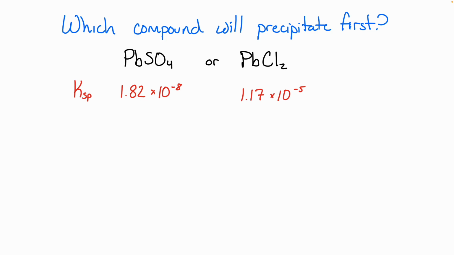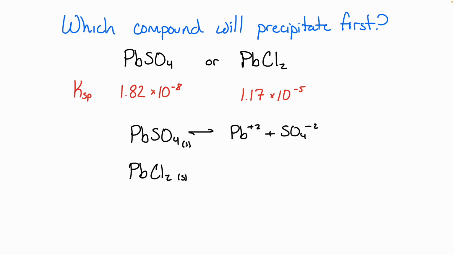Remember, these equilibrium values correspond to these reactions here, where we take our solid and it dissociates into our two ions. I'm doing a lazy man's equilibrium arrow, a two-headed arrow.